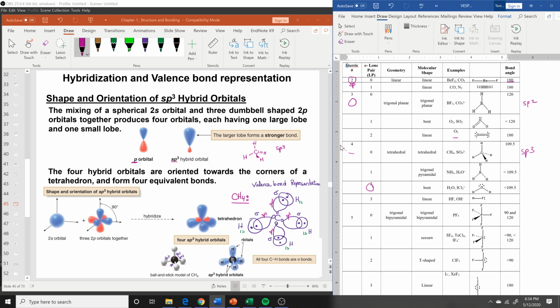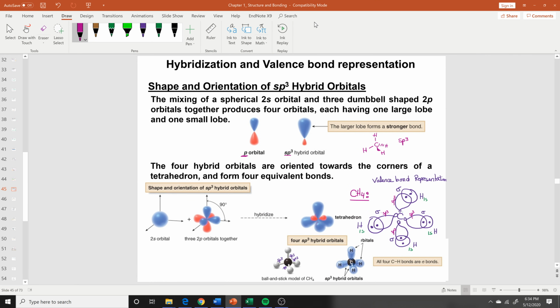Why am I going with 4 orbitals? Because here I'm going with the groups that are linked to the central atom. So if you have 4 groups that are linked to the central atom, then you need 4 orbitals, sp3. 3 groups linked to the central atom, then you would need 3 orbitals, sp2. And 2 groups linked to the central atom, you would need 2 orbitals, so it's going to be an sp hybridization.